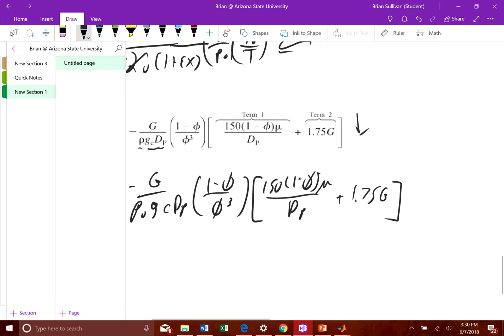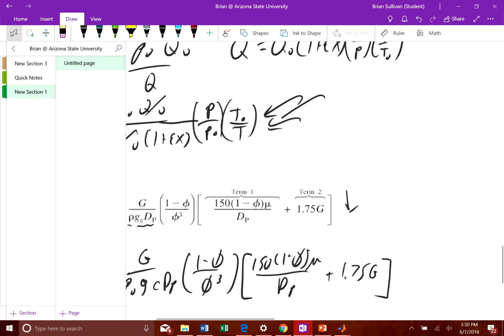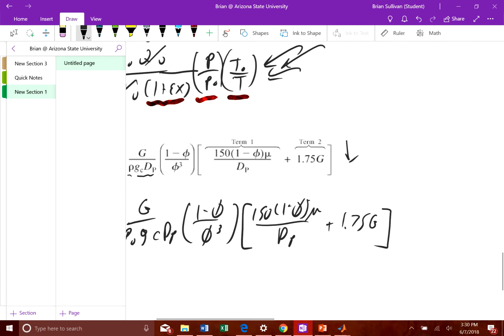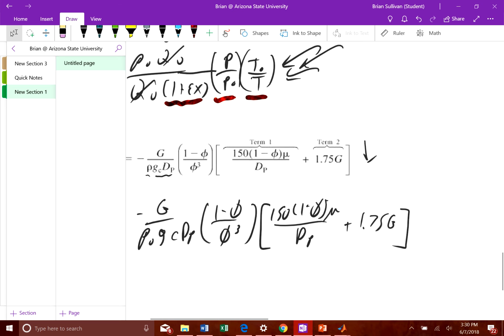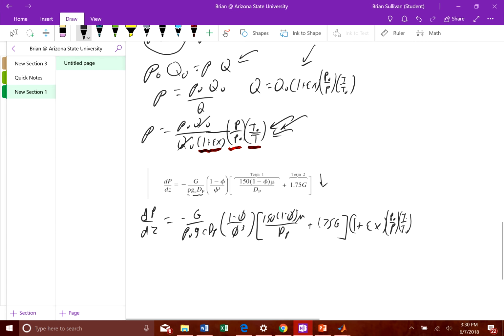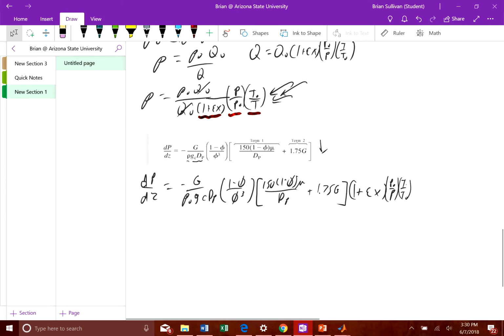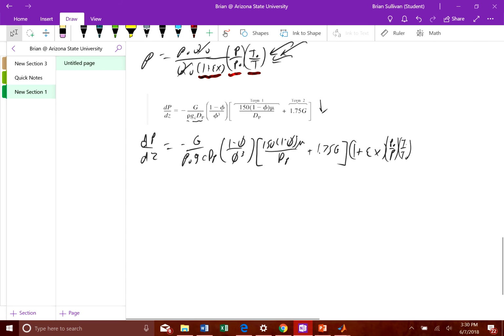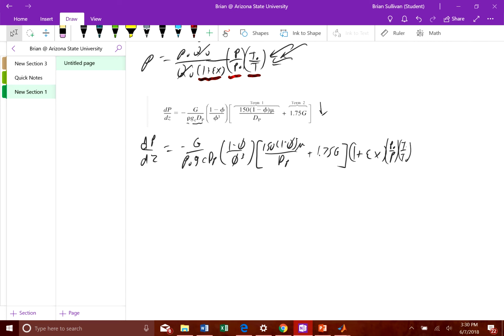Let's open up some more room. Okay, now I'm going to put in what's left over. So we got in red here, here, here. Okay, so let's put that in. So since we had P in the denominator, the 1 plus e to x comes up here, the expansion factor part. P naught over P, T over T naught. Okay, so that's what we got. So this is the new Ergun equation based on the plug-in for density, acknowledging that density is not constant. So we account for that with this plug-in.